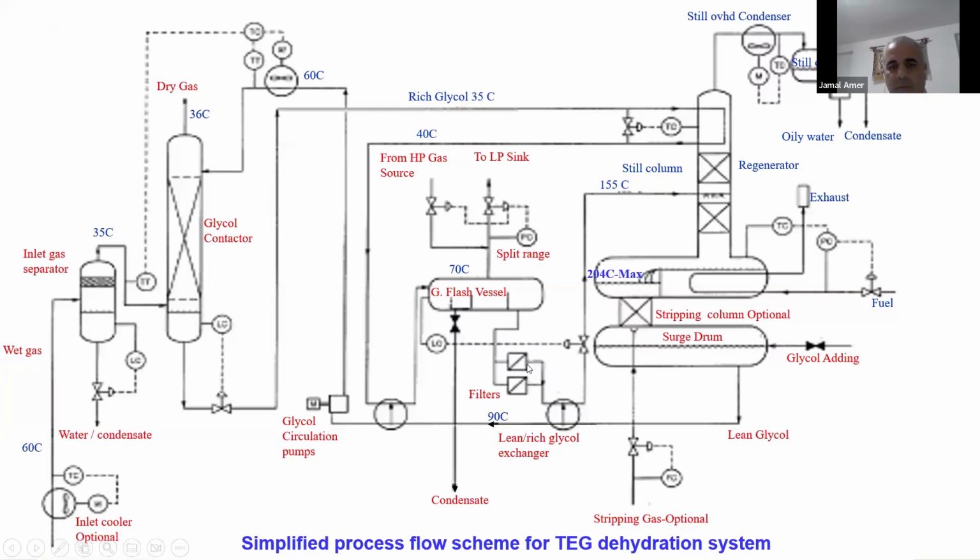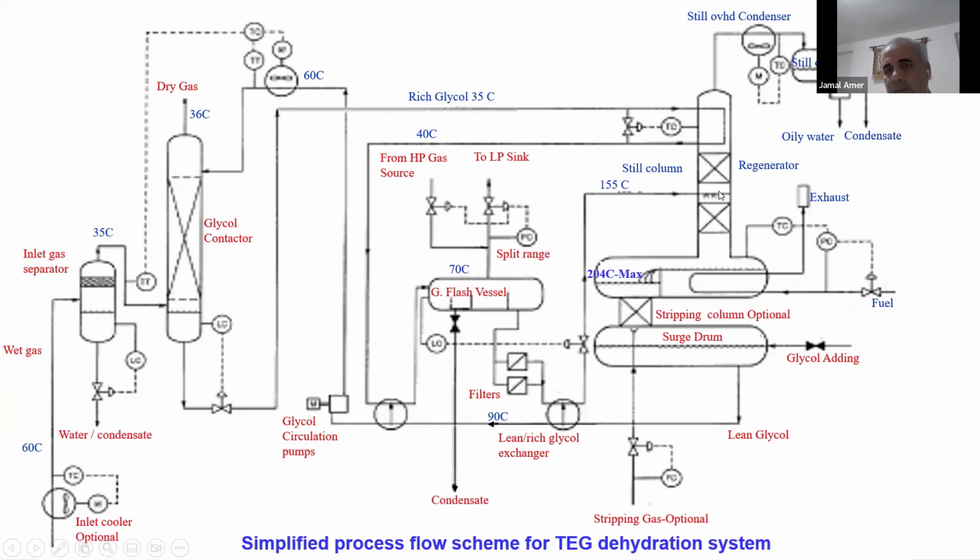From the flash tank to the filter, we have different types of filter. We have a particles filter and we have a carbon activated filter. Then it goes through the heat exchanger. This heat exchanger is also the second stage of heating, because this lean glycol is coming from the surge drum. Then the rich glycol flows to the still column.